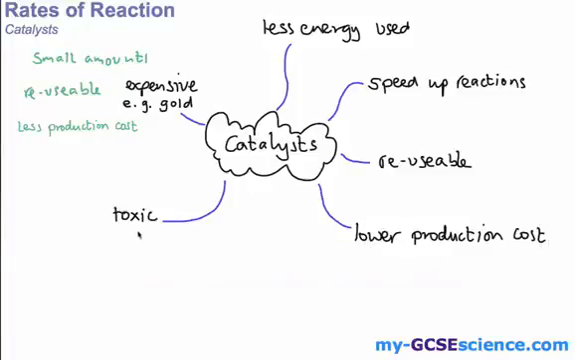On the downside, however, they sometimes can be toxic. If we use transition metals or transition metal compounds for catalysts, sometimes they can be toxic if they get released into the environment. Sometimes they can be very expensive. For example, gold is used in some chemical reactions. However, they're only required in very small amounts. They are reusable, and they, as we said, lower production costs. So sometimes it might be worth your while investing in something quite expensive in order to speed up a reaction because of these reasons. Okay, so that's a quick overview of catalysts.